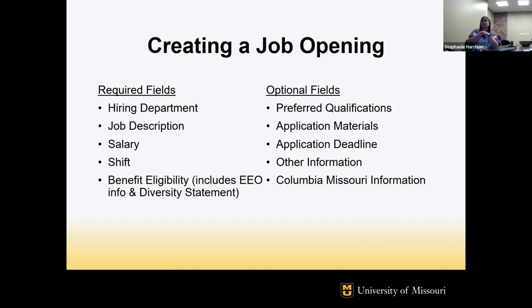I myself, as one of the recruiters, will add in the minimum qualifications. If you'd like to go ahead and have your minimum qualifications listed in there, that's completely fine. We will just verify and make sure that they match up with the official job description that comes from the UM compensation team. The other optional fields that you can have on there are your preferred qualifications for the position, application materials, application deadline, other information about the department, and then Columbia, Missouri information.